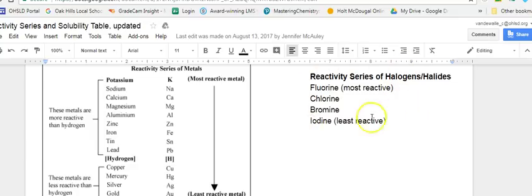What else do you notice over here? These are your activity series of your halogens and your halides. So your nonmetals. Didn't we say the same thing, that the group 17, which is your halogens, are more reactive than your group 16, which is more reactive than... Yes, and fluorine is the most reactive of all the halogens. Why is that? It wants to grab those electrons from anywhere it can, all right, to fulfill its octet. Okay, it is the most electronegative element. It's going to be the most reactive of all.